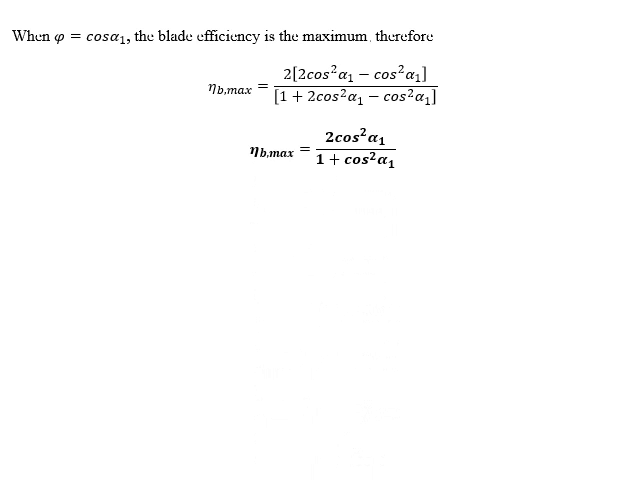So where phi equals cos alpha 1, the blade efficiency is maximum. Therefore the maximum blade efficiency is given by 2 into (2 cos squared alpha 1 minus cos squared alpha 1) divided by (1 plus 2 cos squared alpha 1 minus cos squared alpha 1), and finally you get the expression: maximum blade efficiency equals 2 cos squared alpha 1 by (1 plus cos squared alpha 1).